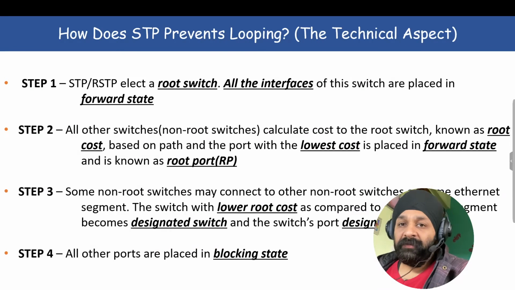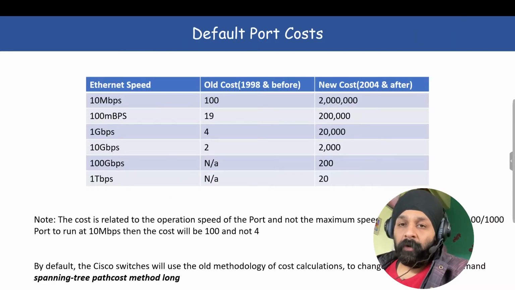So we have done the first step of the process. Our switches have elected their root switch, and all the ports on the root switch, as I've already told you, will be put in the forward state. The second step now is that a root port has to be found on all the non-root switches. So let's see how that happens. Understand how the root port election happens.